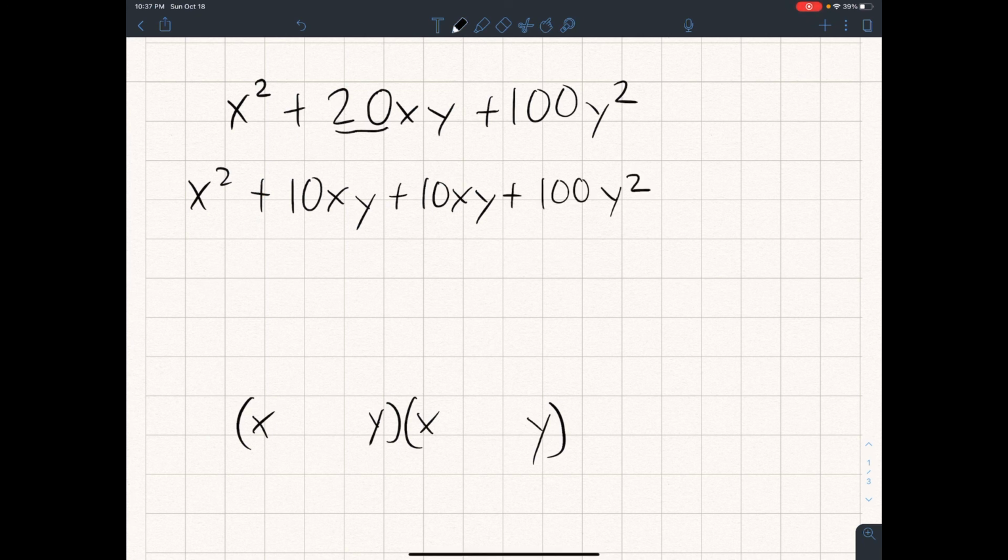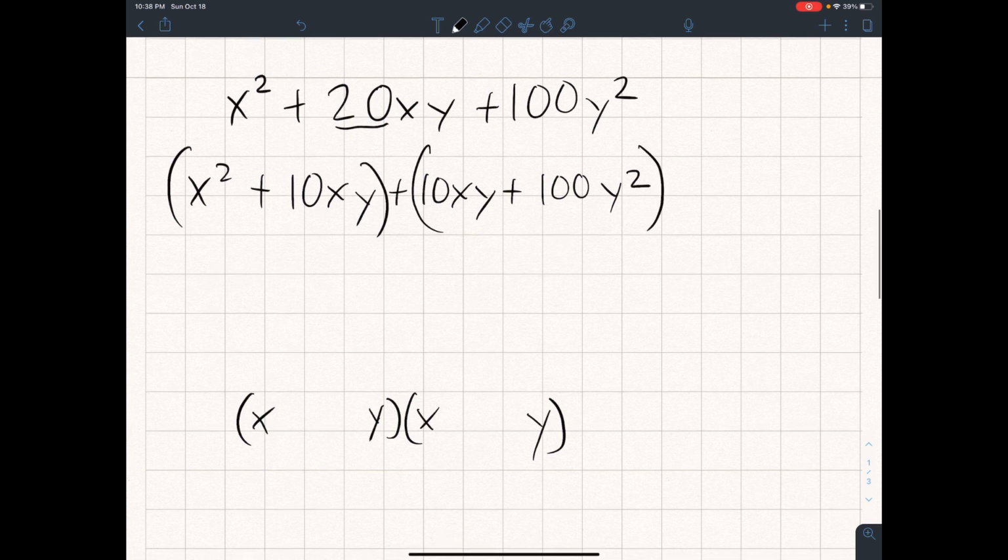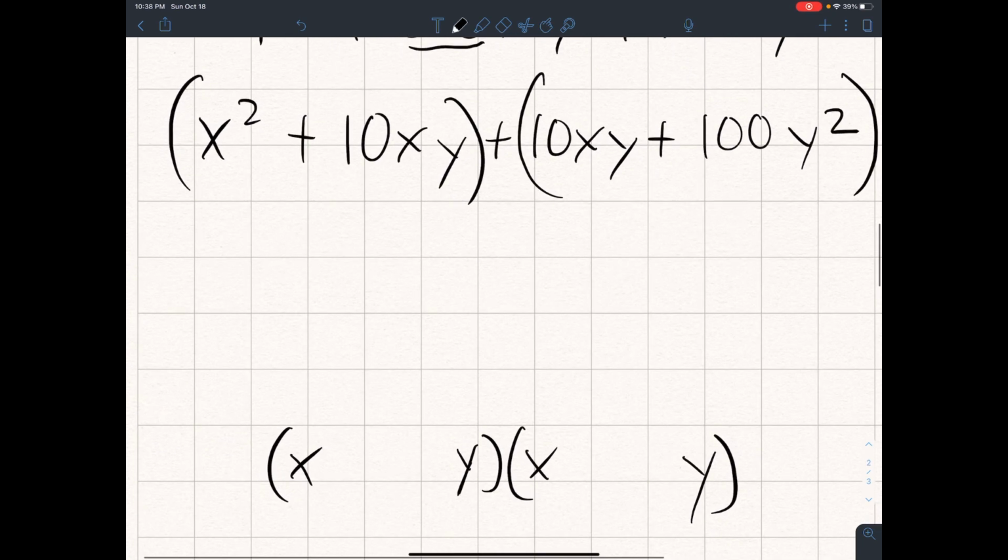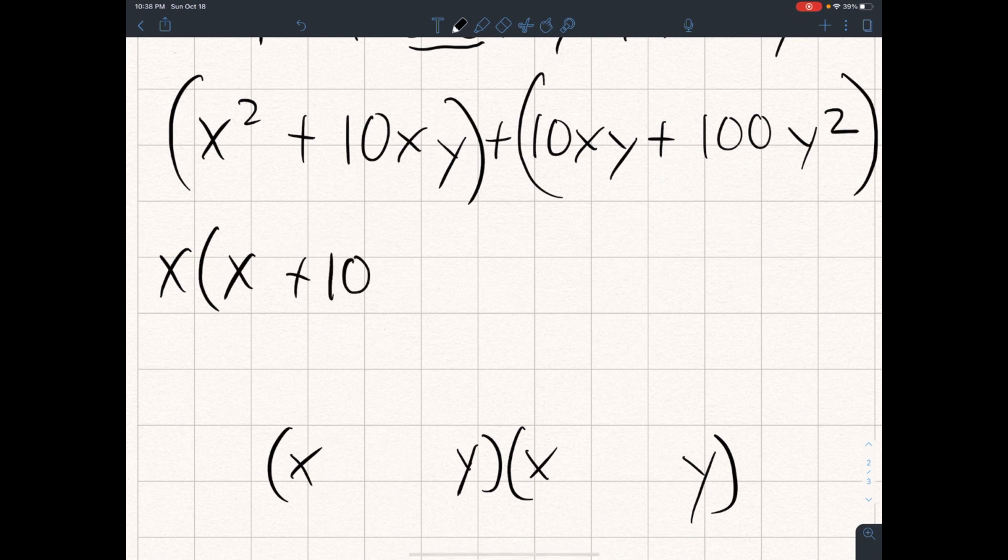And now when we do our factor by grouping, this makes much more sense. So let's group the first two terms. Let's group the last two terms and see what we can find as a greatest common factor in each. So for the first, x squared plus 10xy, well, clearly I can pull out an x. I think that's all I can pull out. So x times x gives me x squared, and x times 10y gives me 10xy.